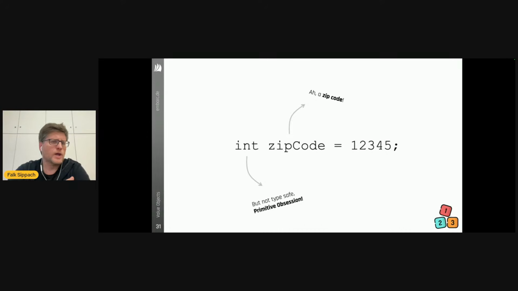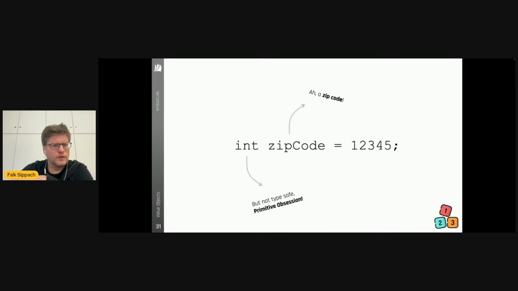But most of the time, we have a zip code, we have an email address, we have a name, we have a street or whatever, and it has a meaning, and we can't see it when we look at the type. We can only see it if we have a good name. And we all know naming is one of the hardest things in IT. To find good names is always difficult.